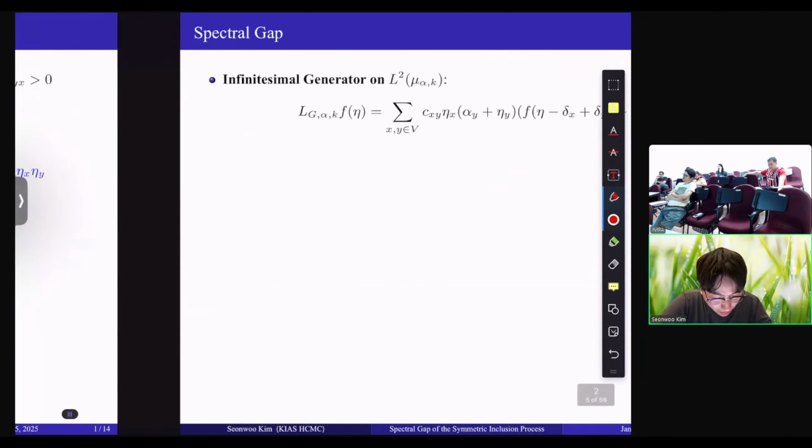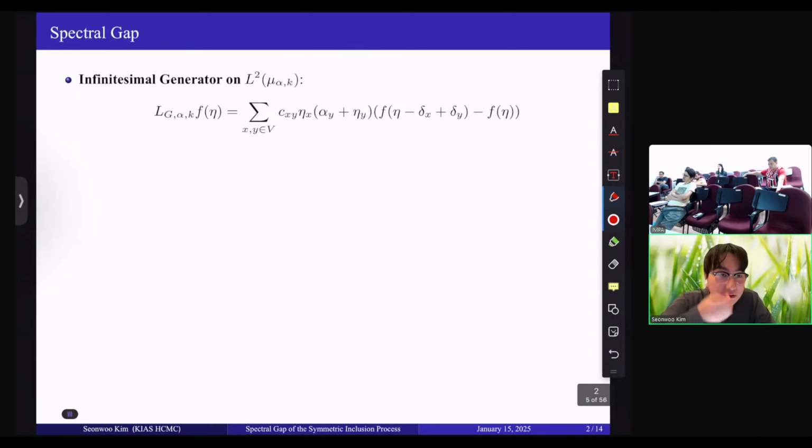Now I will introduce the spectral gap. I'm sure most of you are very familiar with the spectral gap, but just to fix the notation and ideas, I'll be quite quick on this slide. You can imagine the infinitesimal generator on the L2 space, but today we are dealing with a finite space. We write L sub alpha k as the generator, which is just the summation of all jump rates multiplied by the difference of the observable f.